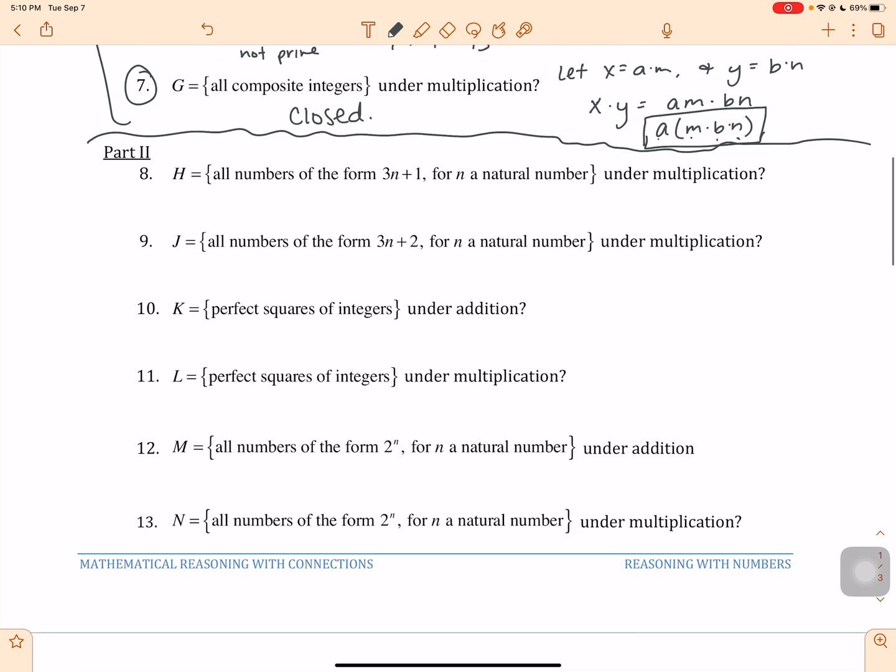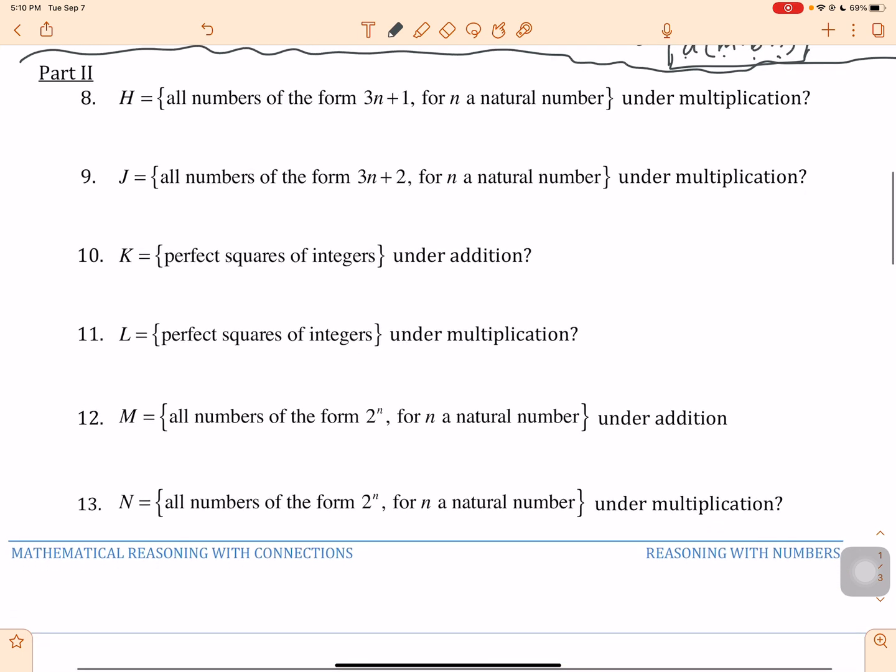Okay, so now part 2 is where it starts to get a little bit more difficult. So we have the set H as all numbers of the form 3n plus 1 for n a natural number under multiplication. Okay, so if we just start playing around with this, let's look at 3n plus 1 times 3m plus 1. Okay, and these are 2 numbers in the set H. I'm just using m instead of n to show a different integer there.